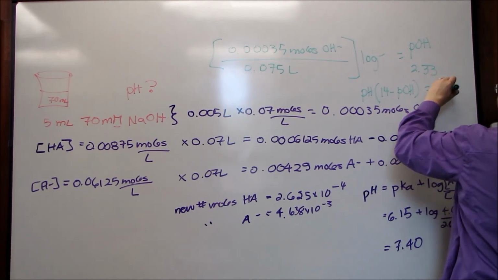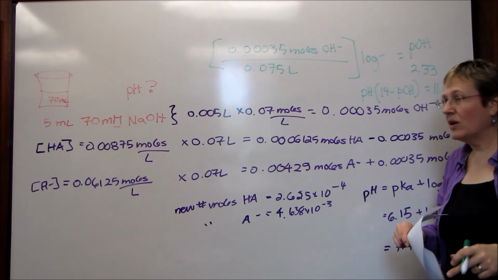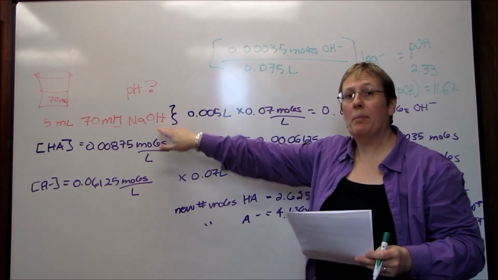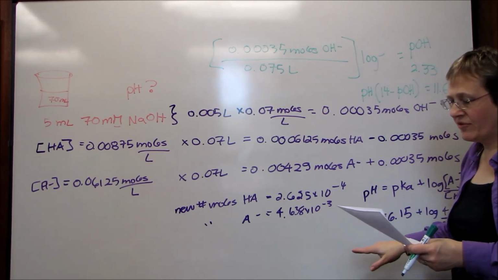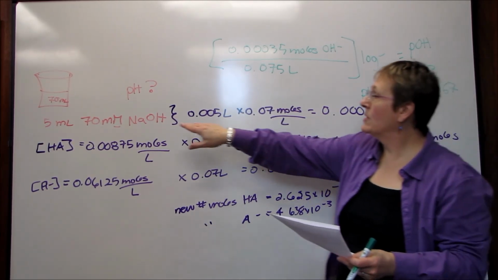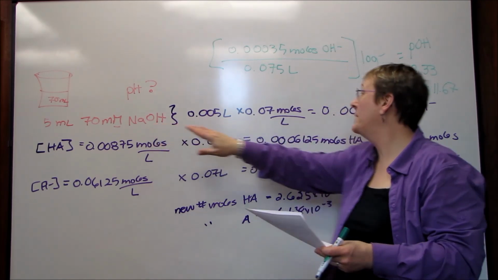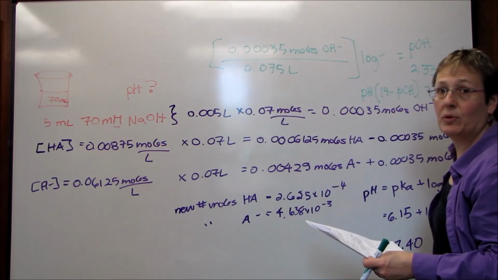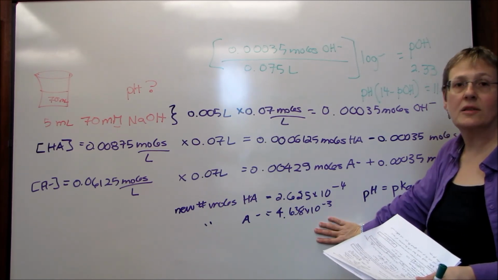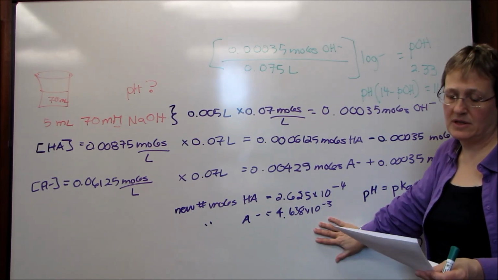So the take-home message there is that when you added the 5 mils of strong base to a buffer, it took the pH from 7 to 7.4. And when you added 5 mils of the strong base to water, it took the pH all the way up to 11.67. Water does not buffer. The weak acid solution does buffer well. So that's how you do that.